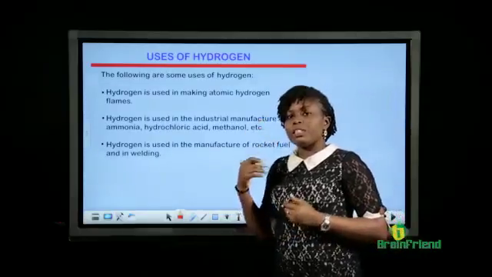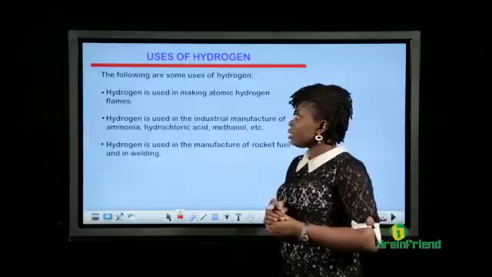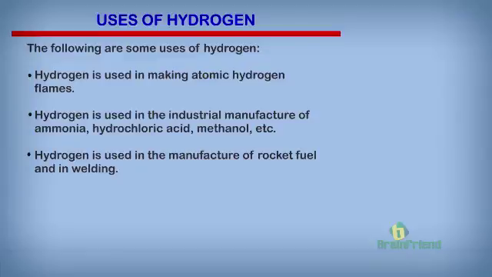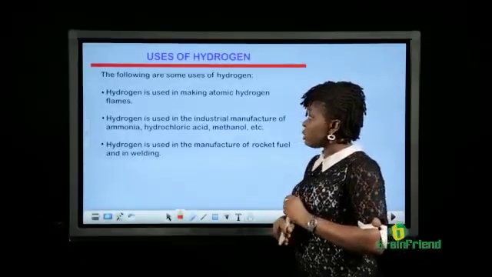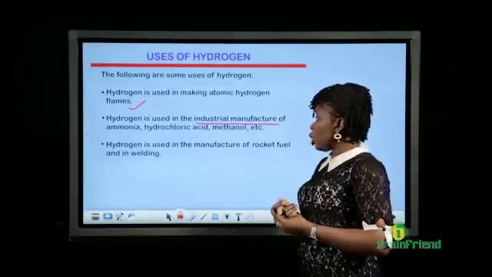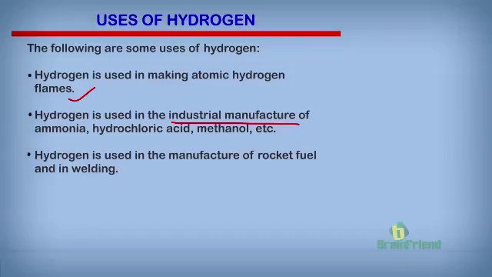So that is about the laboratory and industrial preparation of hydrogen. Now we'll be looking at some of the uses of hydrogen. Why is it important for us to be able to obtain hydrogen through different methods and from different compounds? Because hydrogen is of high importance. We'll look at some of the uses. Hydrogen is used in making atomic hydrogen flames. It is used in the industrial manufacture of ammonia, hydrochloric acid, methanol, and some other compounds. It is used in the manufacture of rocket fuel and in welding.